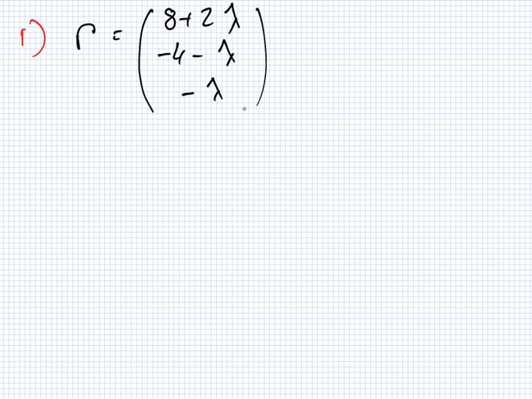You have this line, r equals 8 plus 2 lambda, minus 4 minus lambda, minus lambda, and r equals 4 plus a mu, minus 5 minus 2 mu, and 11 plus b mu.